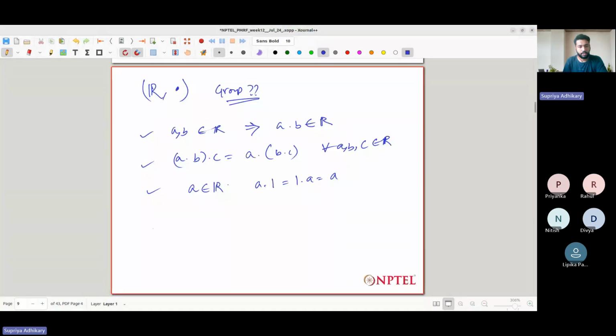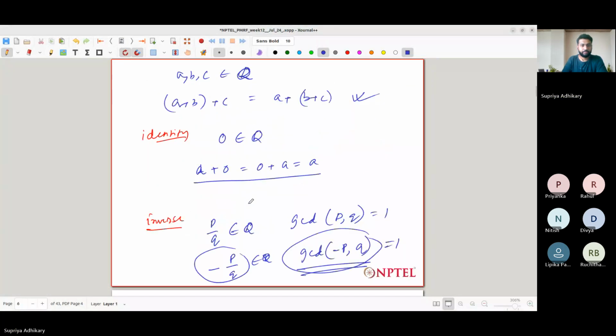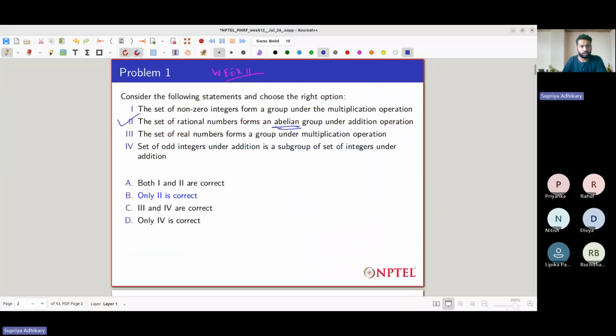And finally, the inverse property. The inverse property says that for every element A, there must exist some element B such that AB equals BA equals 1. Now, this is where this property does not hold, because if we consider the element A to be 0, then for 0 there does not exist any element B such that multiplying B with 0 gives us 1. So this is not possible in R, and therefore 0 is the only element that does not have an inverse, and therefore this is not a group.